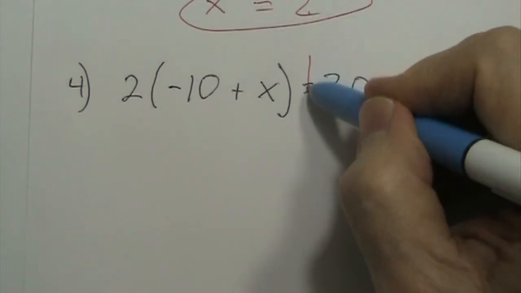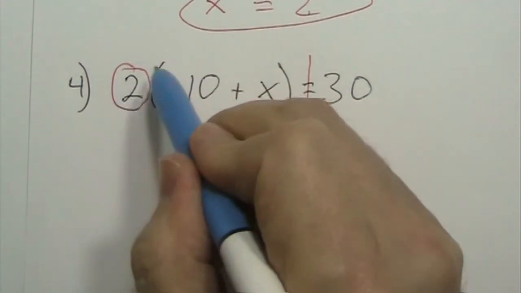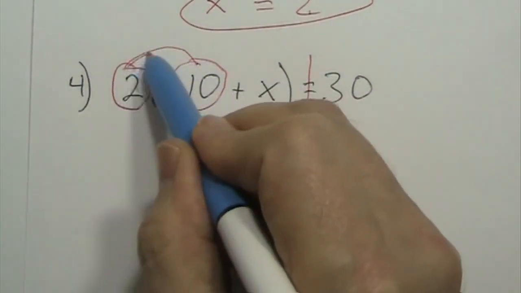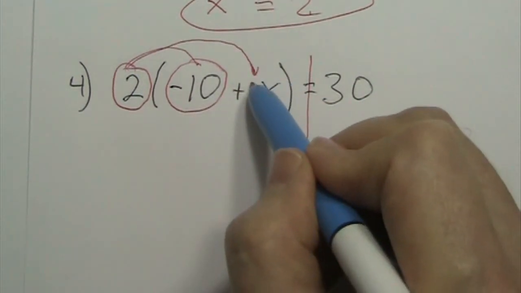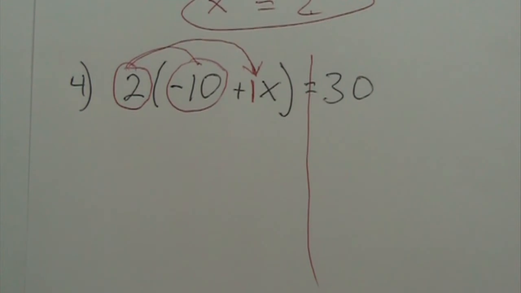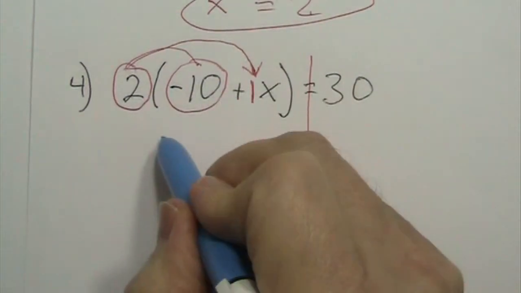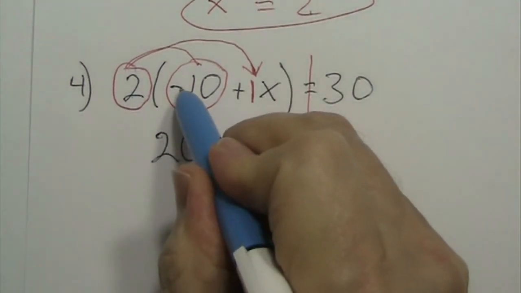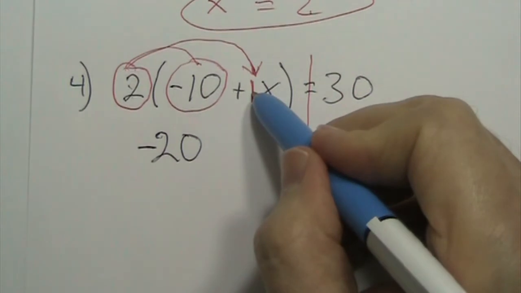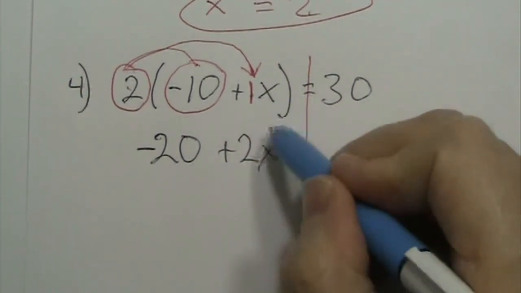Okay, you have a left and right side. Take the outside times each number inside. Times negative 10, and times, there's a 1 right there, invisible 1. So 2 times negative 10. 2 times 10 is 20, and there's one negative. 2 times 1 is just 2. So it's 2x.